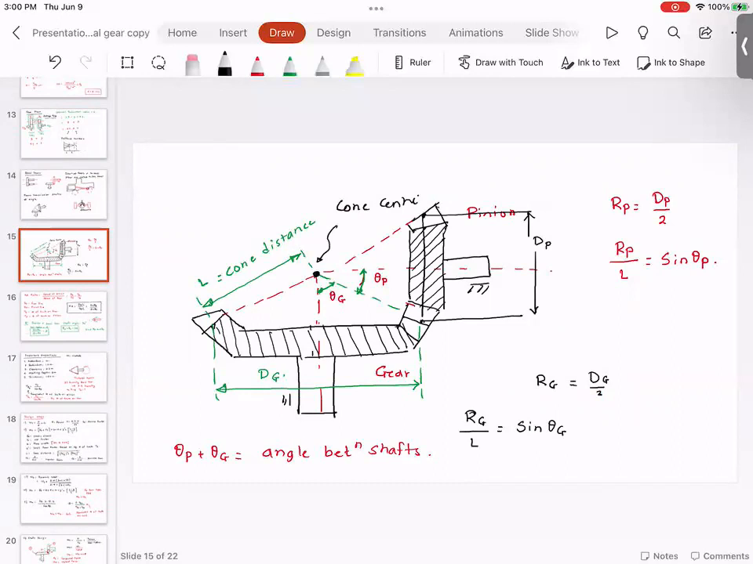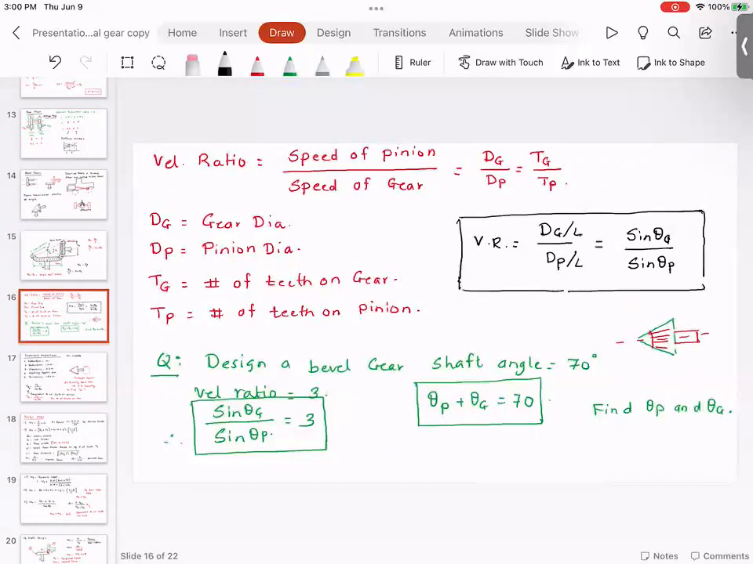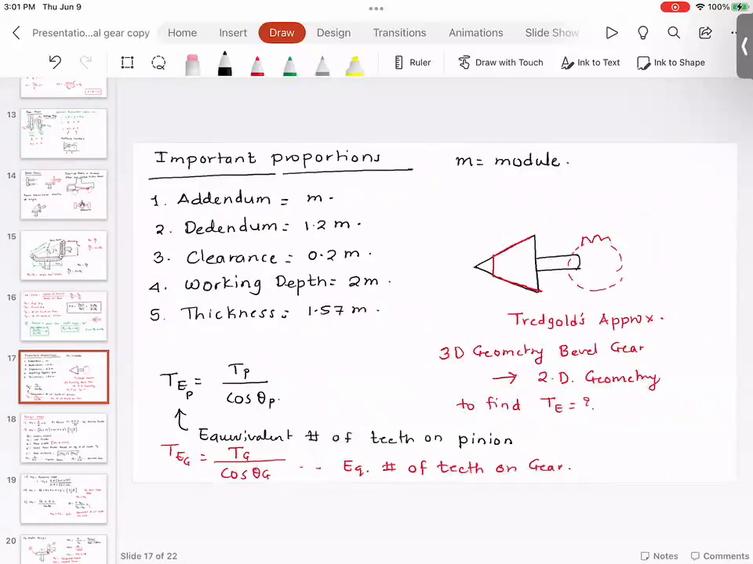This is how the bevel gear gets assembled. You have a pinion, you have a gear, and the most important thing is, since these gears are cut on a cone, they have something called the semi-cone angle. So the velocity ratio can be defined in terms of the ratio of the diameters, and it can also be expressed in terms of the ratio of the sine of the semi-cone angle. And then moving on, these are the most important dimensions of the bevel gear.